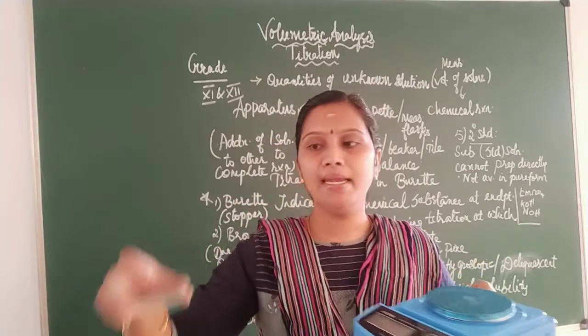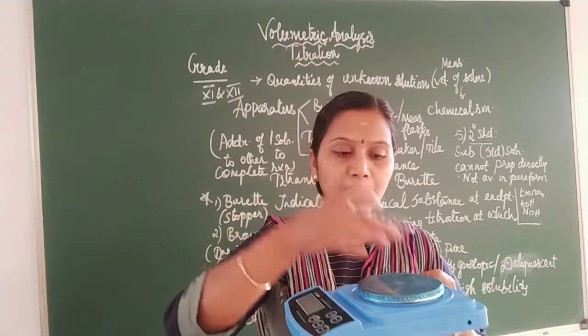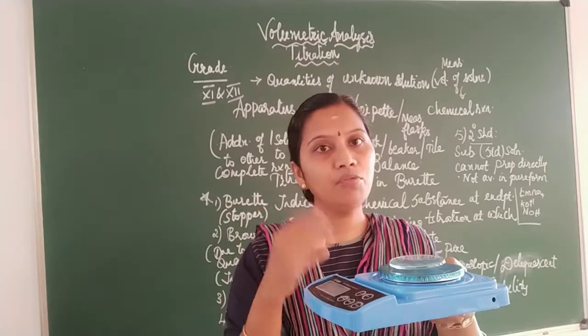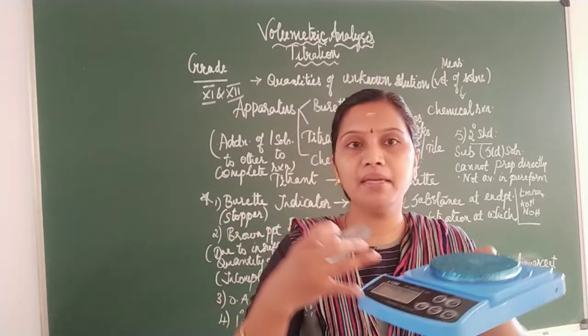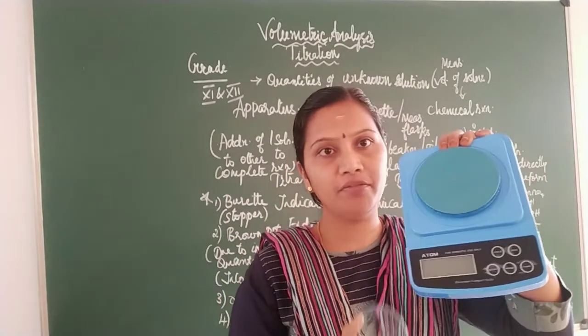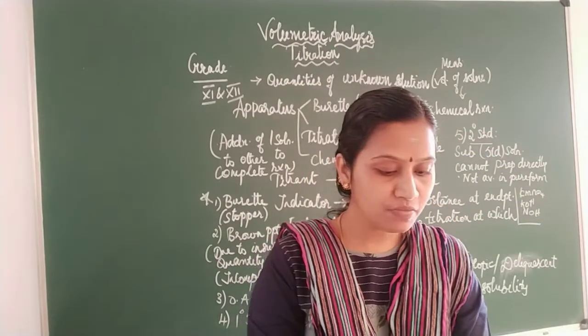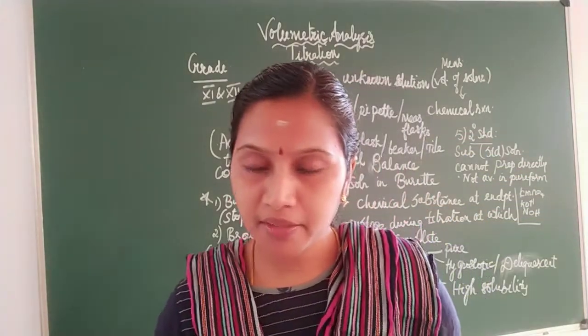Then I will be adding the required chemical to it. Say for example, this is 0.5 gram and I have to take 5 gram of glucose, then my reading should be 5.5 grams. Okay, this is the balance which is used for volumetric titration.